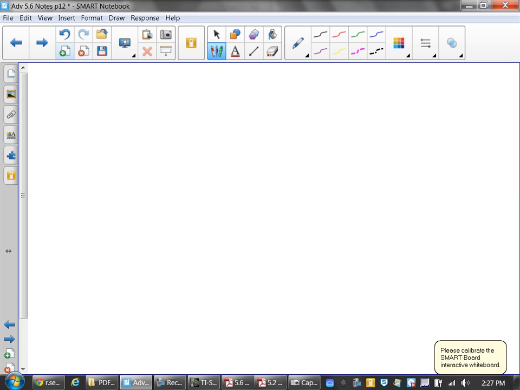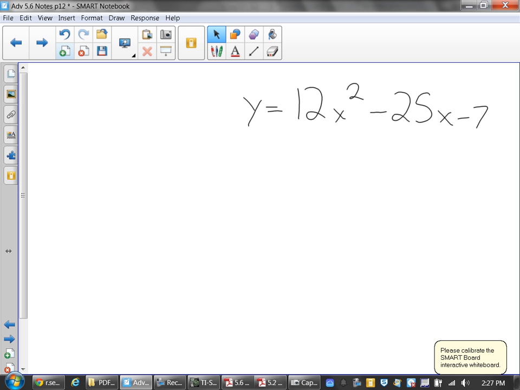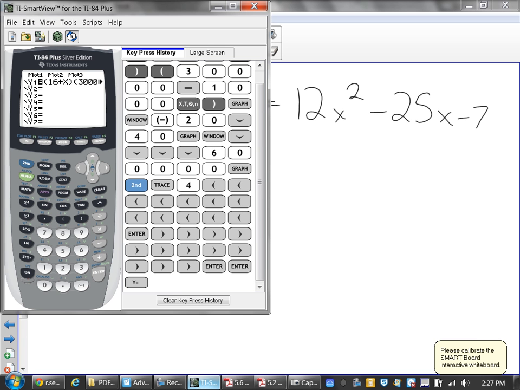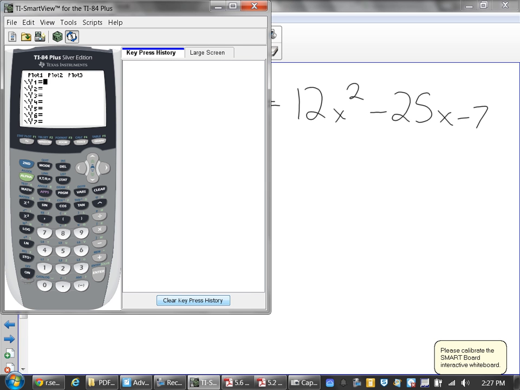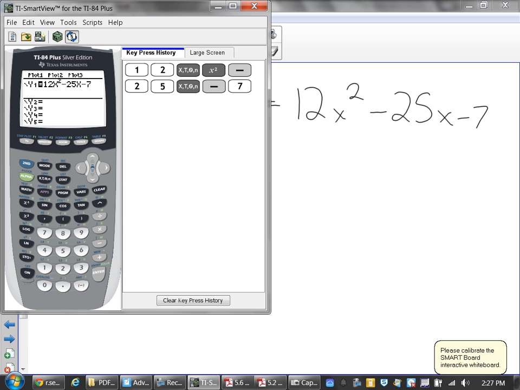What I want you to do is put this in your y equals. What I want to do here is put this into my y equals: 12x squared minus 25x minus 7. And I know I have to change my window real quick.